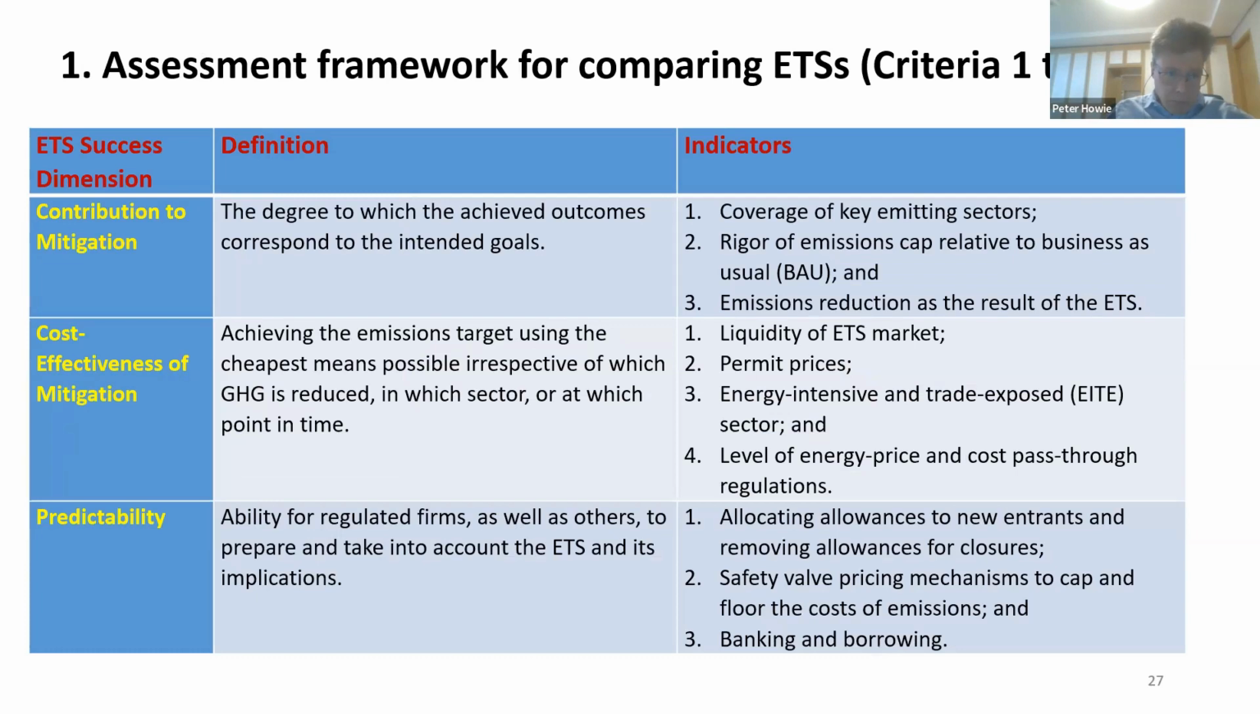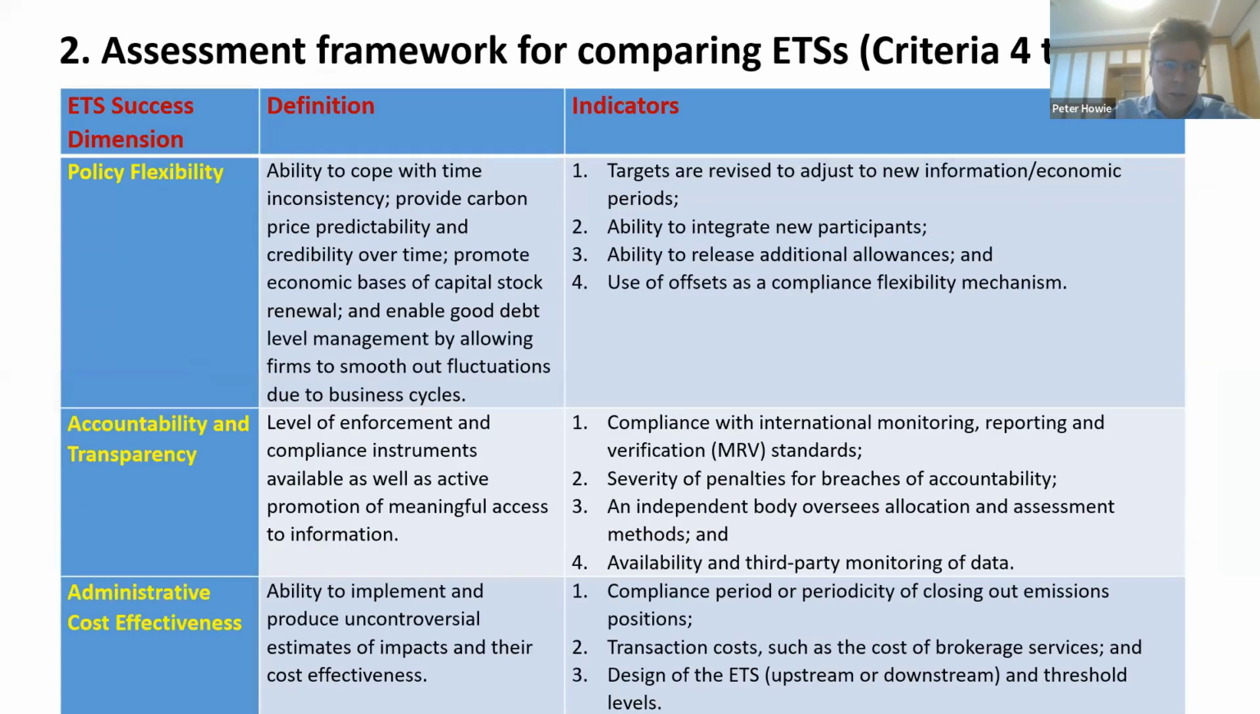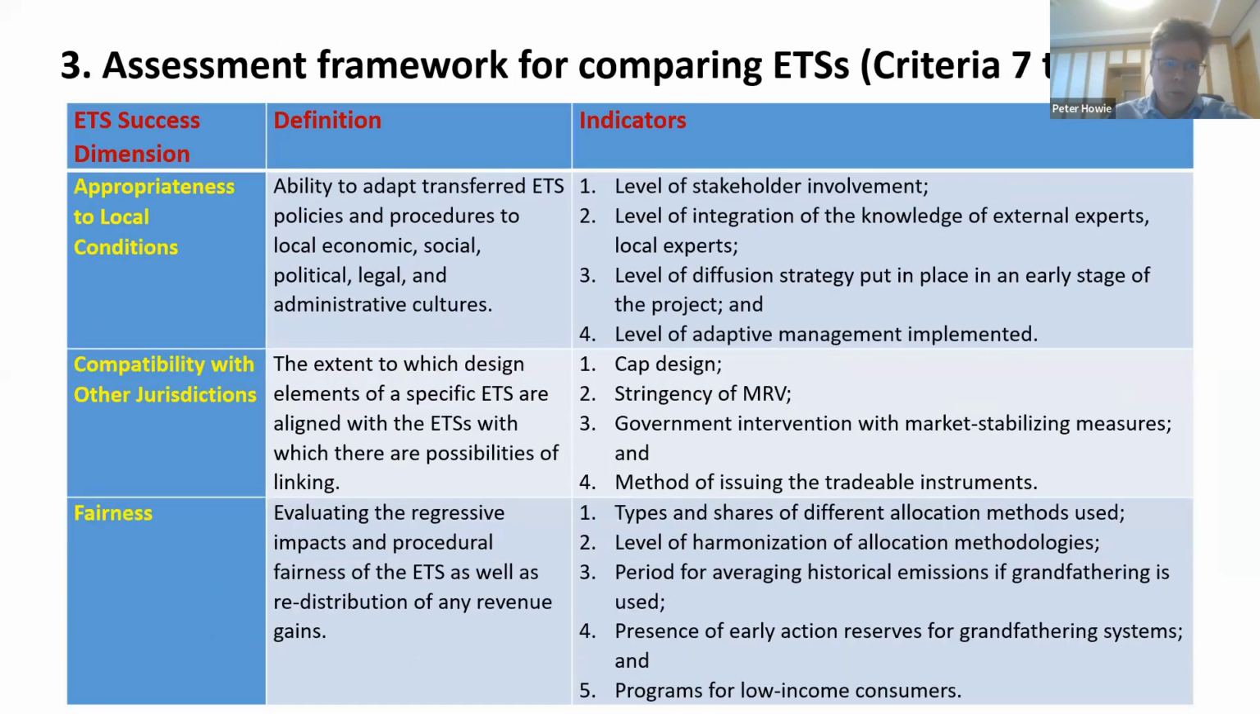So what we used were the PMR and ICAP's success dimensions, and there are 9 of these: contribution to mitigation, cost effectiveness of mitigation, predictability, policy flexibility, accountability and transparency, administrative cost effectiveness, appropriateness to local conditions, compatibility with other jurisdictions, and fairness.